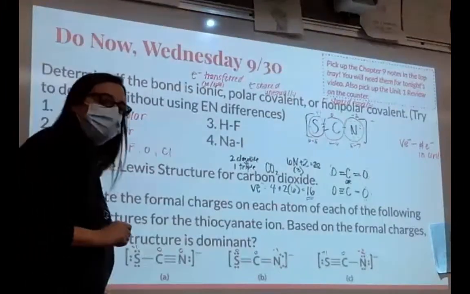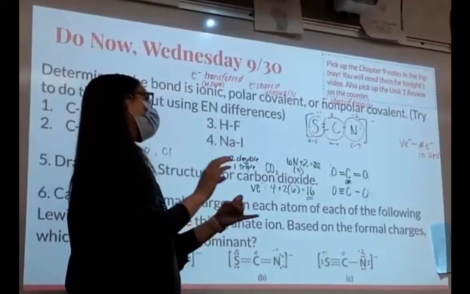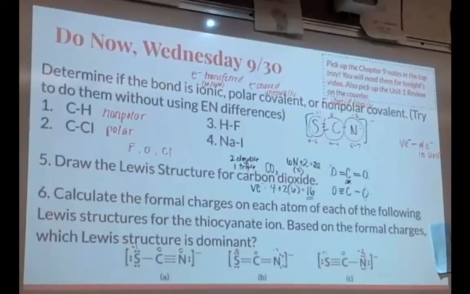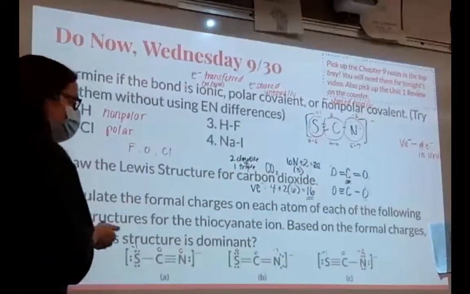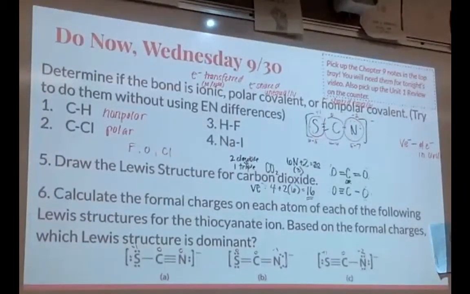The whole point of formal charge is to determine which Lewis structure is the best, which is the one that we're going to see most often. And that is the one that has the most atoms with a 0 formal charge. And if there has to be a formal charge, it puts the negative on the most electronegative atom.